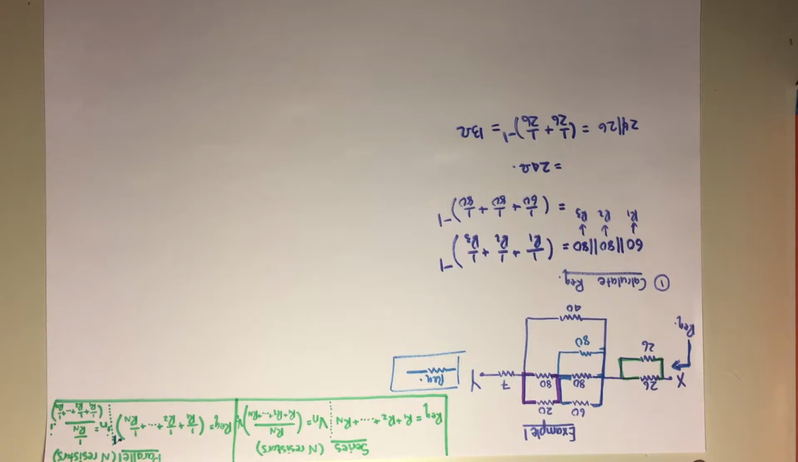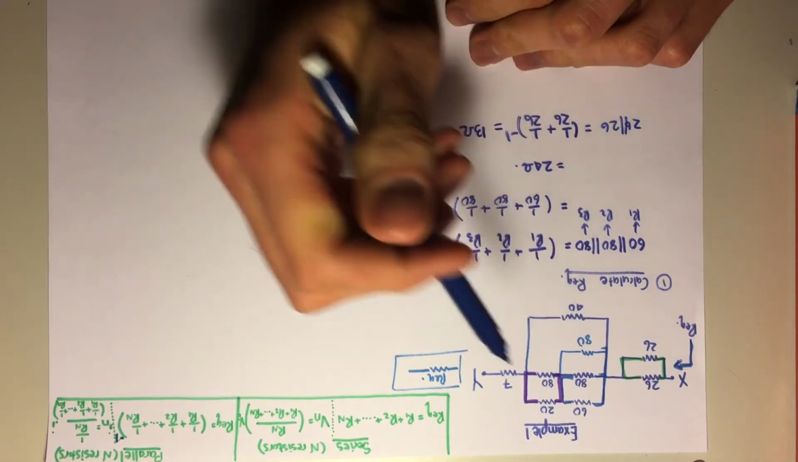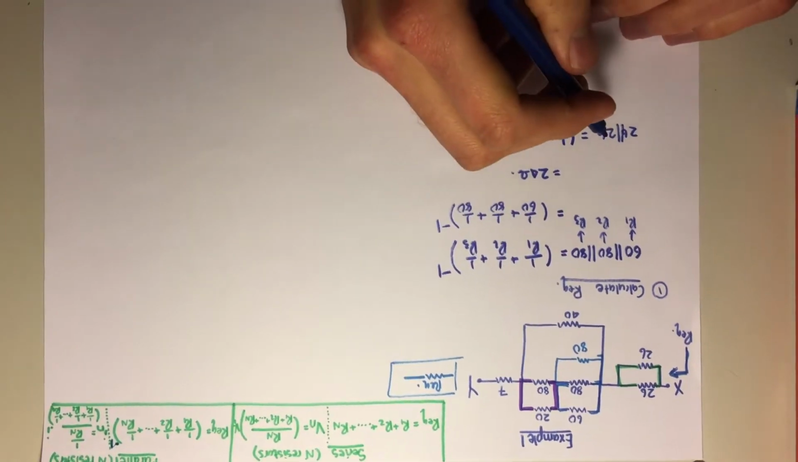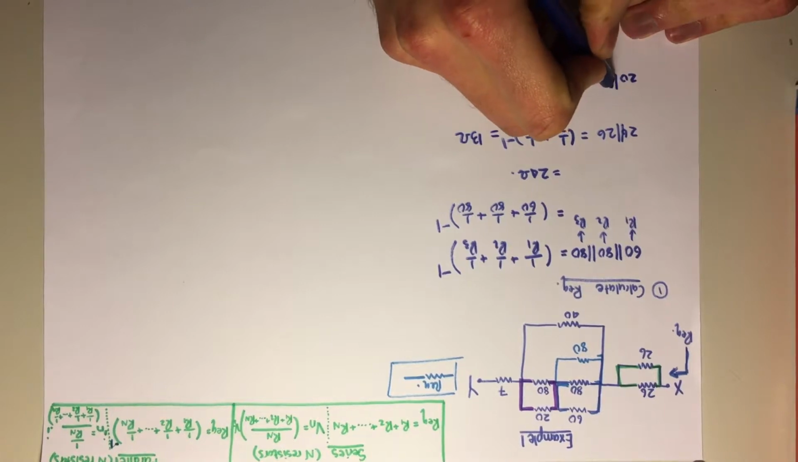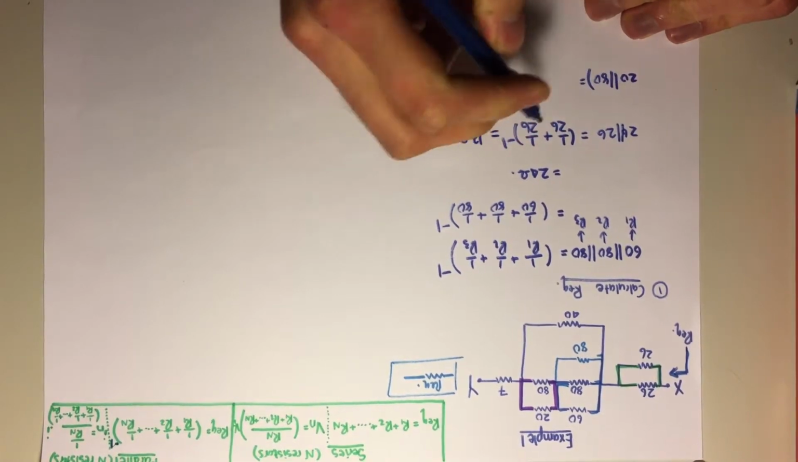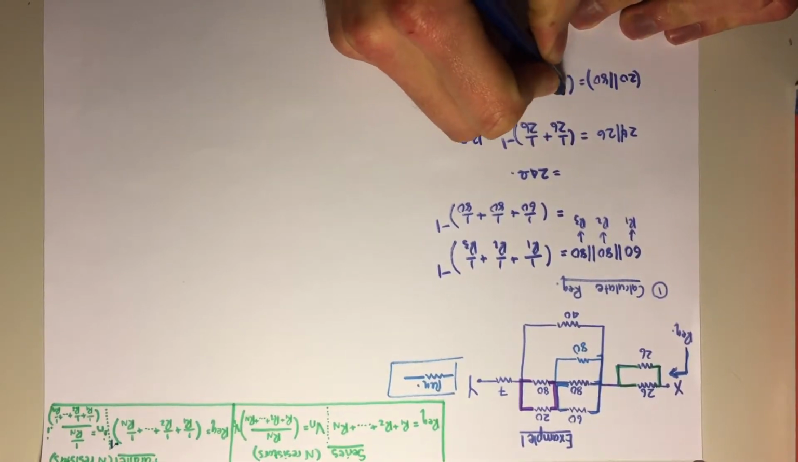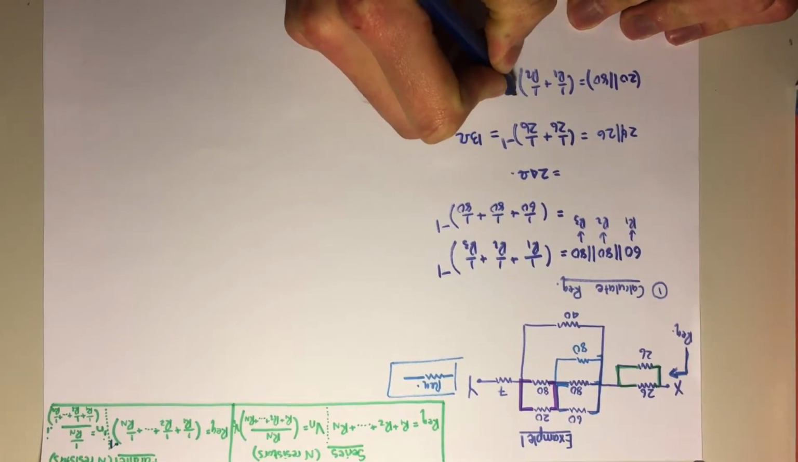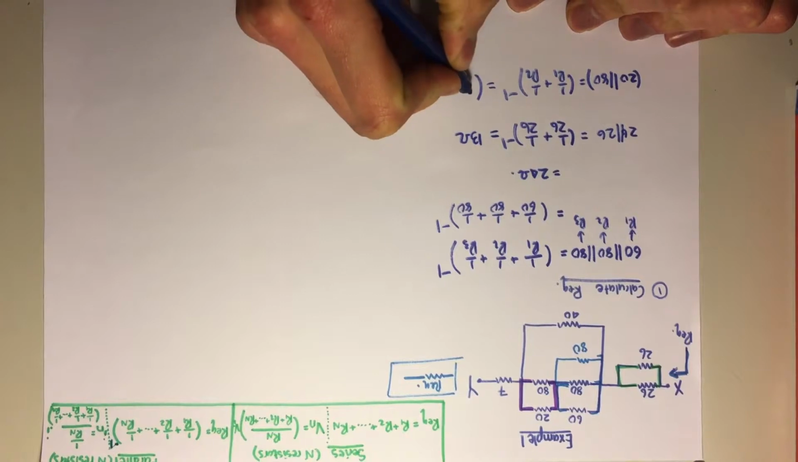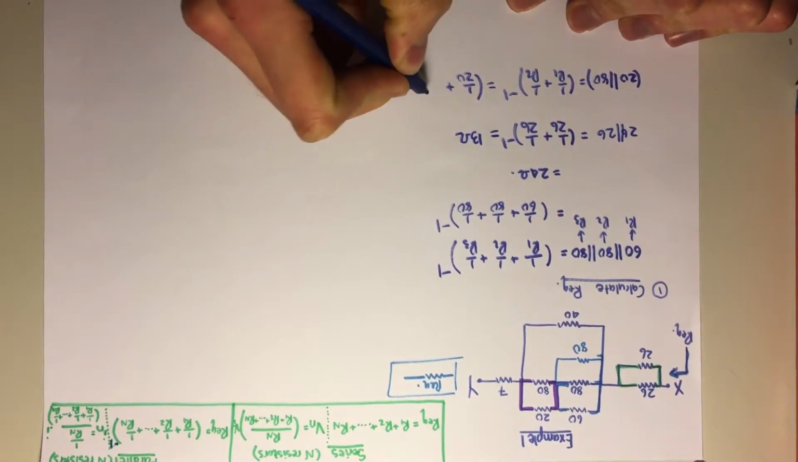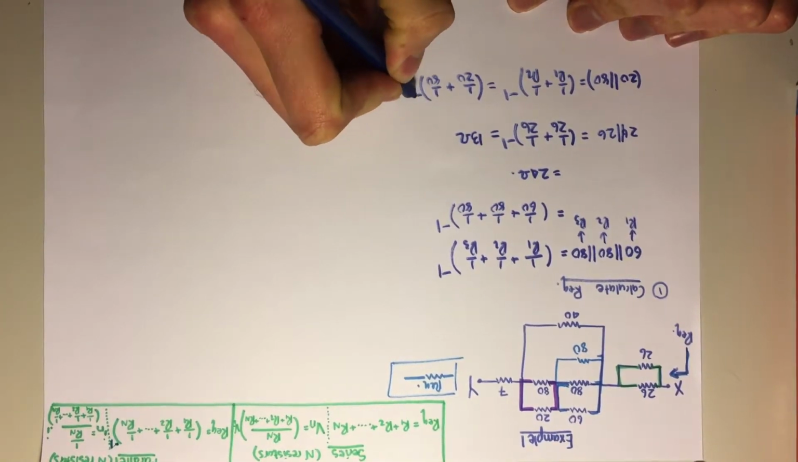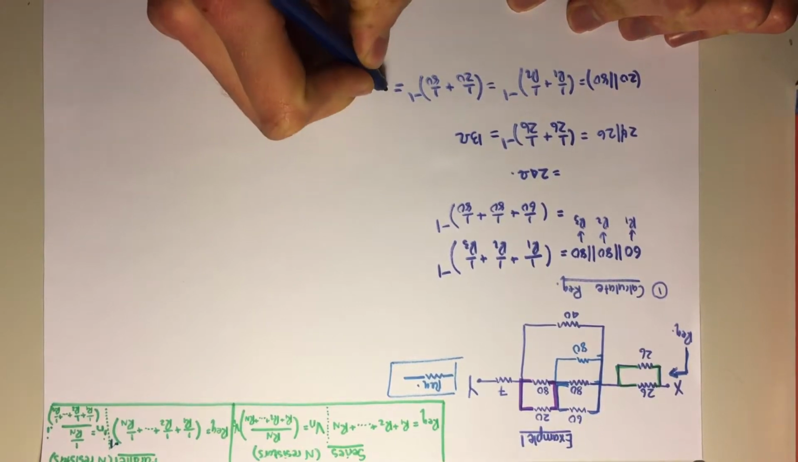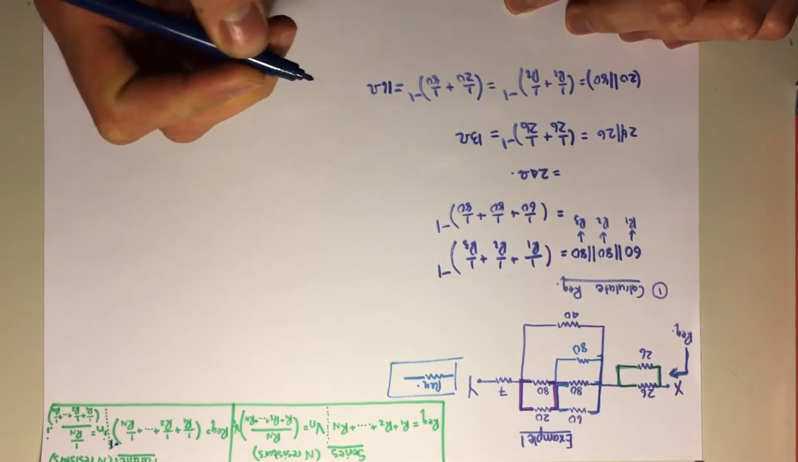Okay, we can also find the 20 and the 80. So 20 parallel to 80 is equal to 1 over R1 plus 1 over R2, in this case to the minus 1, which is equal to 1 over 20 plus 1 over 80. And if you put that in on your calculator, it is 16 ohms.